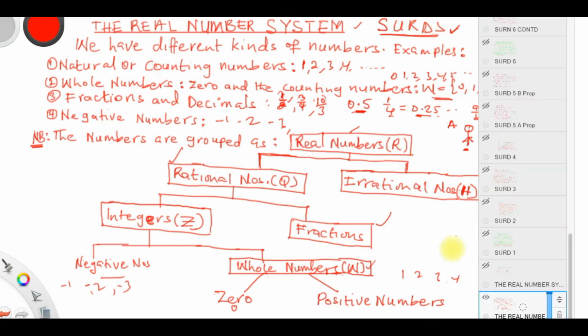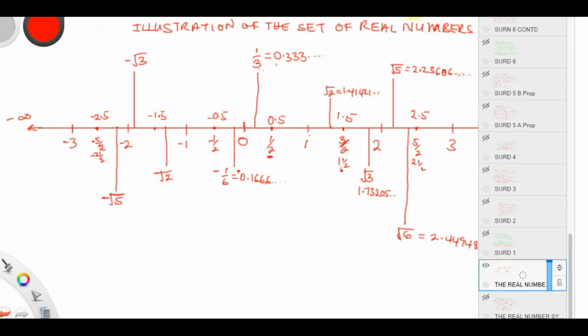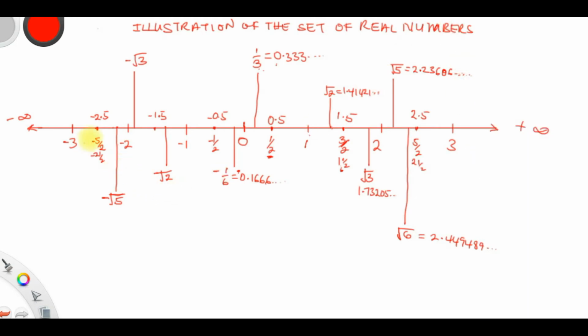We also represented the whole set of real numbers on a number line. Usually, when we draw a number line, we bring only the integers on it. At times we also add decimals like 0.5, 1.5, 2.5, negative 0.5, negative 1.5, negative 2.5. But usually we don't bring decimals and fractions on the number line.